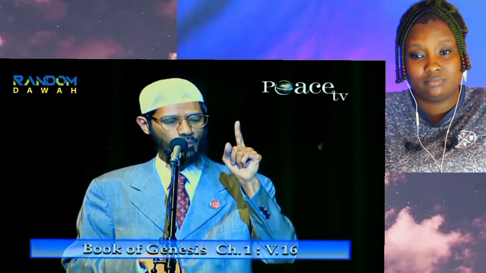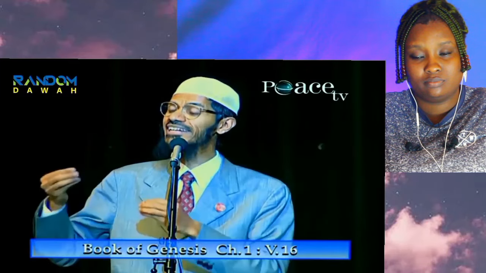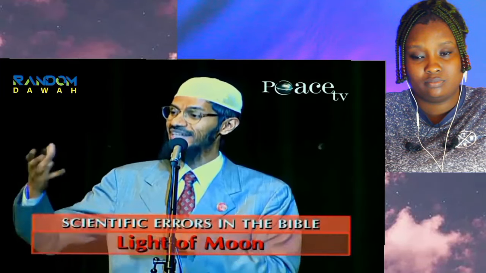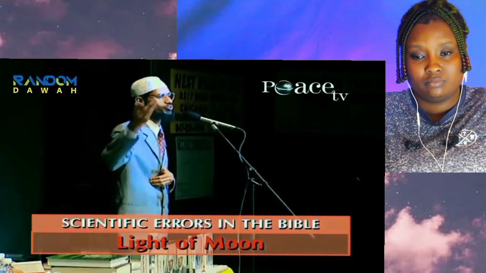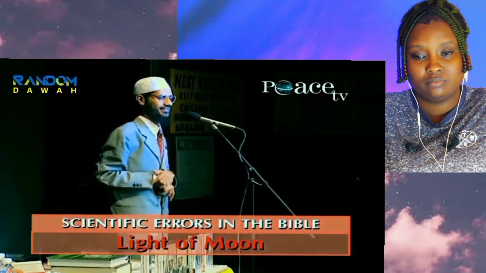Point number 6, that the Bible says in Genesis chapter 1, verse number 16, that God created two lights. The greater light, the sun, to rule the day, and the lesser light, the moon, to rule the night. The actual translation, if you go to the Hebrew text, it is lamps. Lamps, having light of its own.